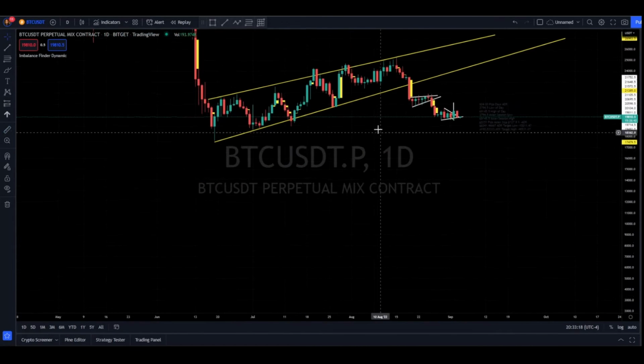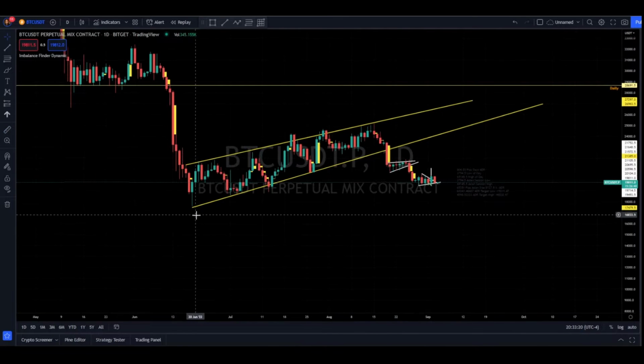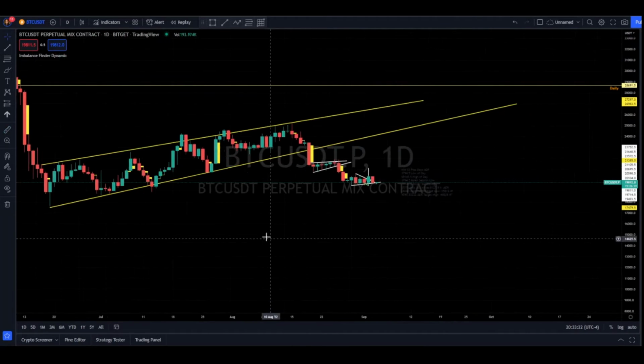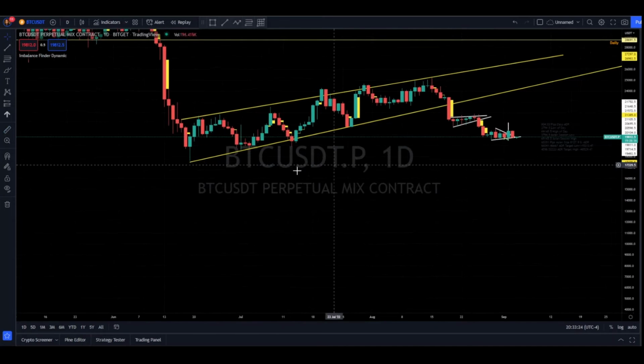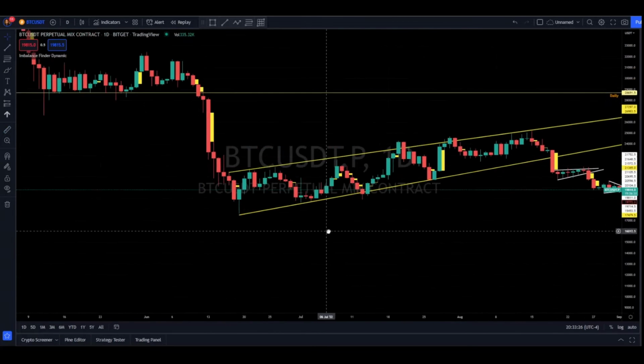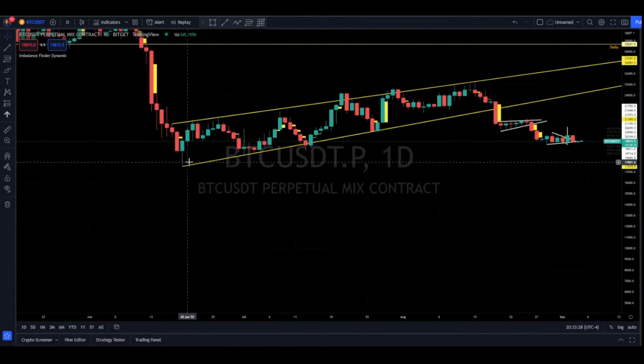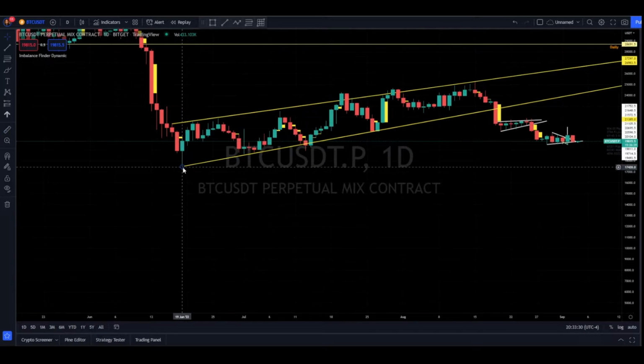If you're going to be drawing your support and resistance line, let me zoom in a little bit better. You want to make sure that that line has a bunch of really good touches. This isn't perfect here. Let me just tap that.